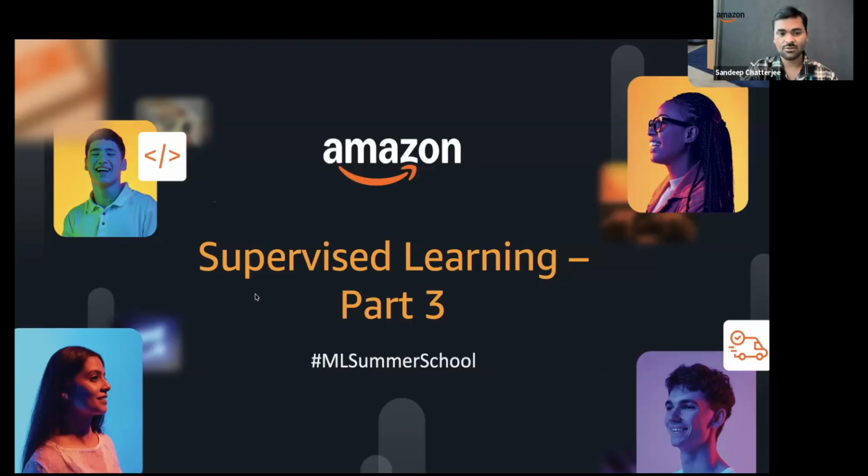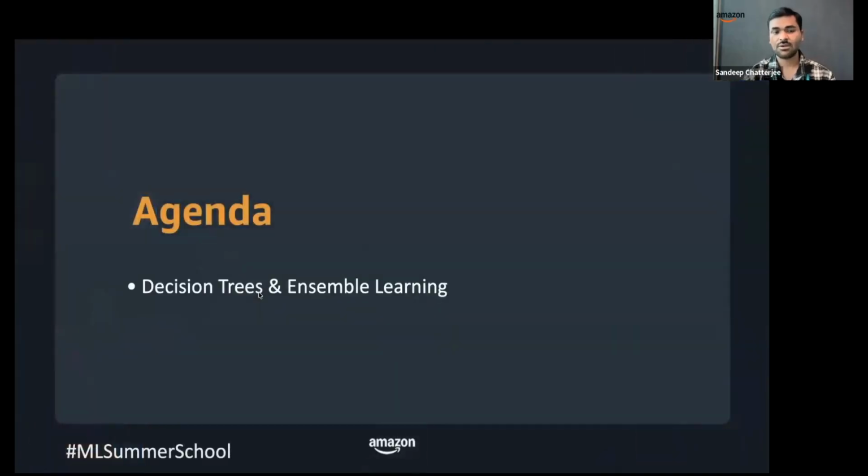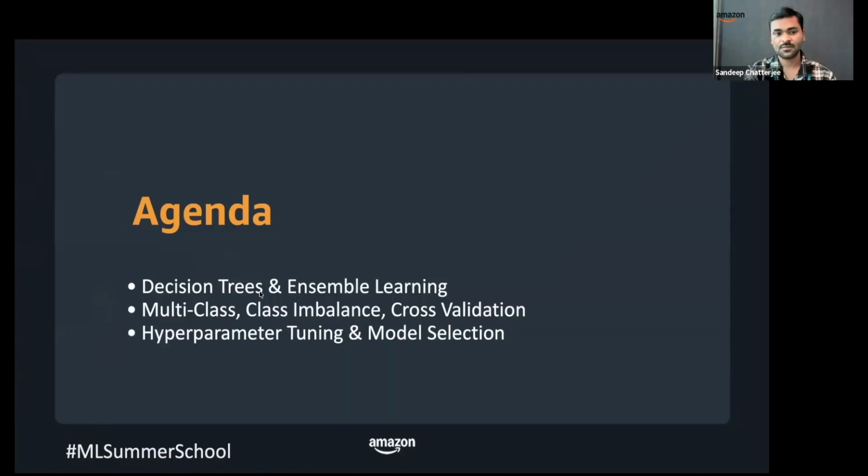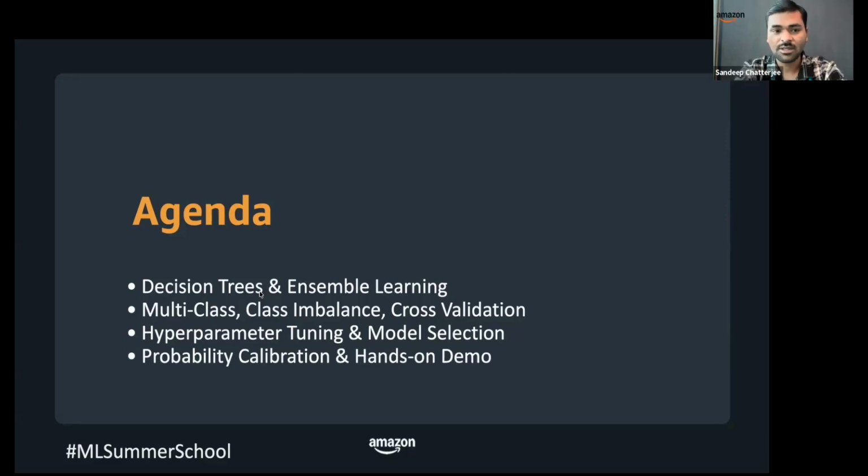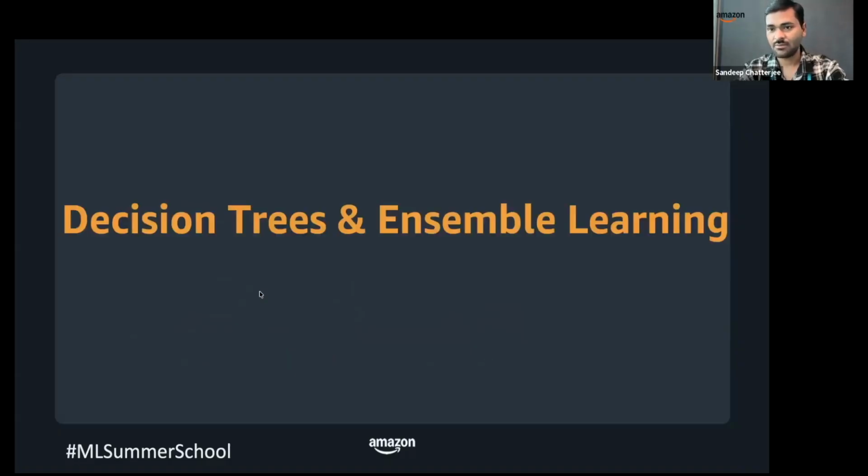The agenda of this module is learning about decision trees and ensemble learning. Then we will go with multi-class classification, class imbalance problem, and cross-validation methods. Next, we have hyperparameter tuning and model selection. Lastly, we have probability calibration and hands-on demo on all these. So let's start with decision tree and ensemble learning.